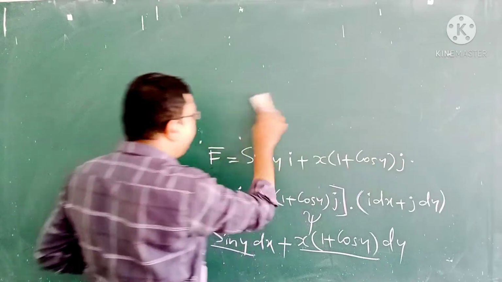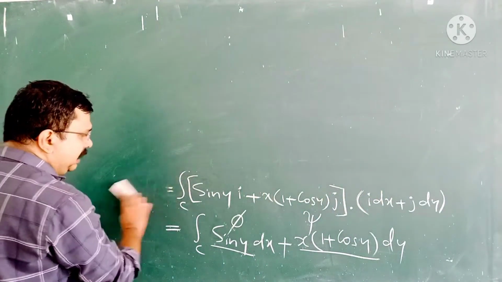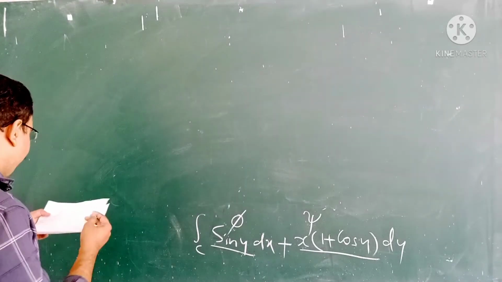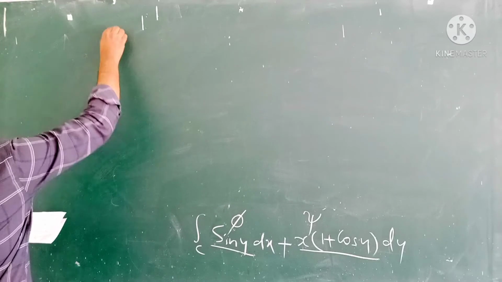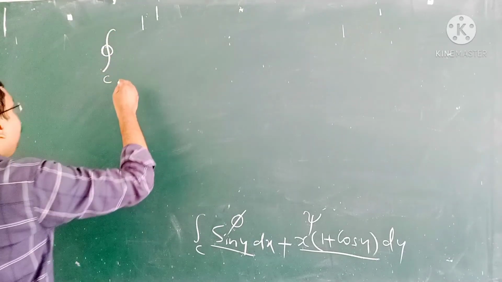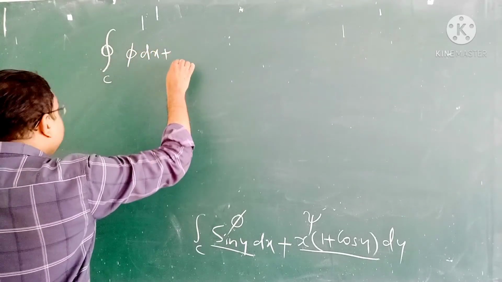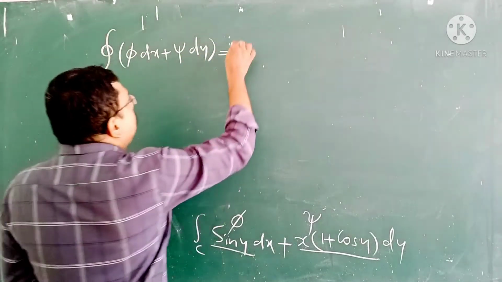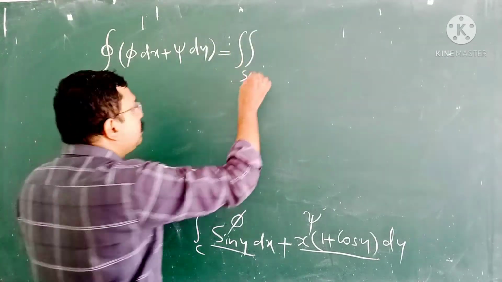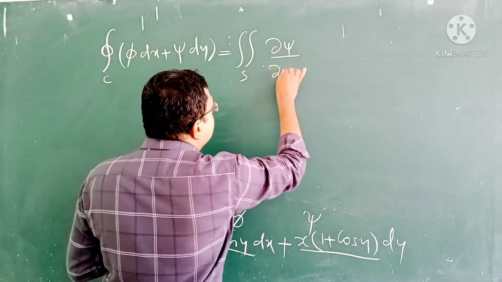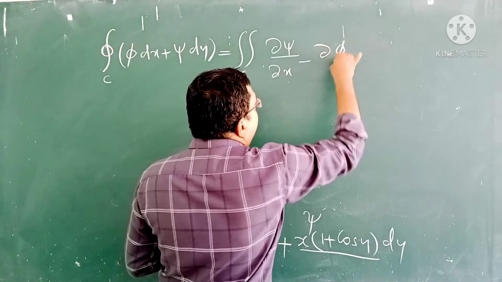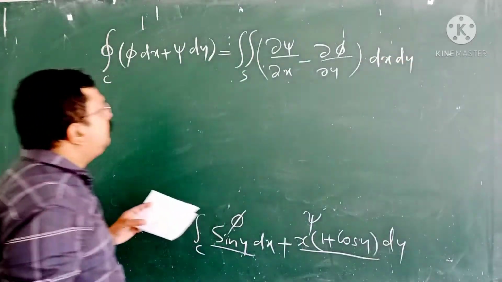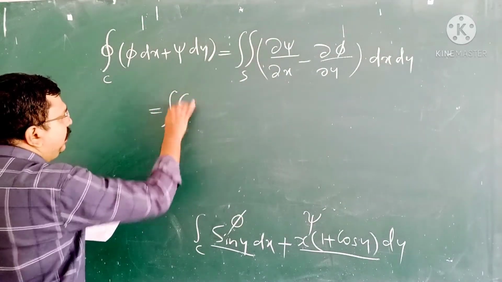By the definition of Green's theorem, we can write the circular integral over C of phi dx plus psi dy is equal to the double integral over S of (dou psi by dou x minus dou phi by dou y) dx dy.